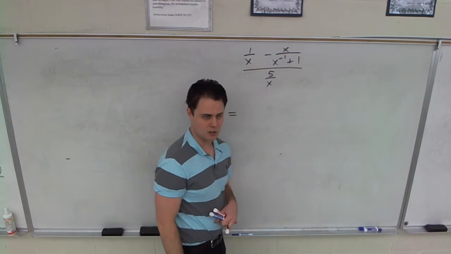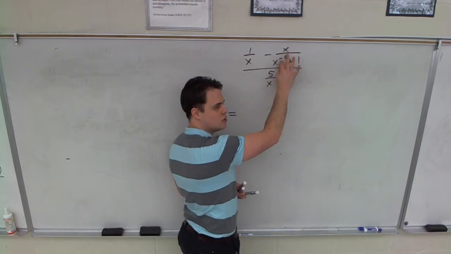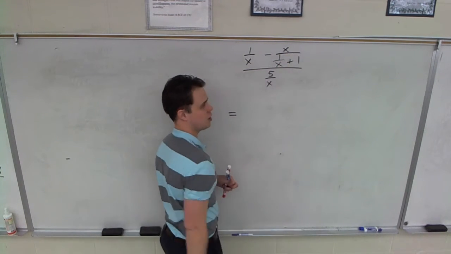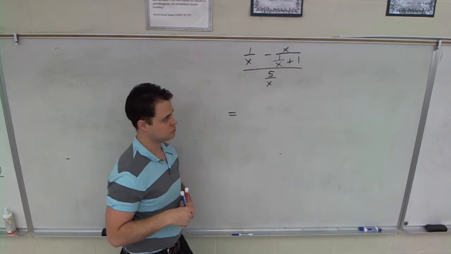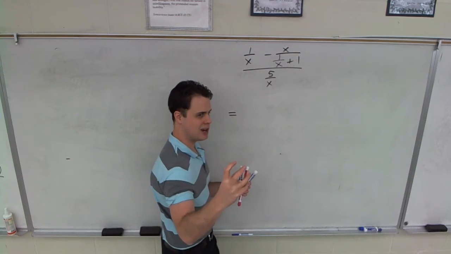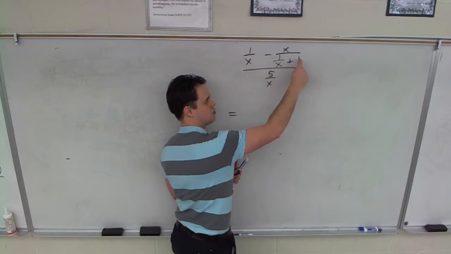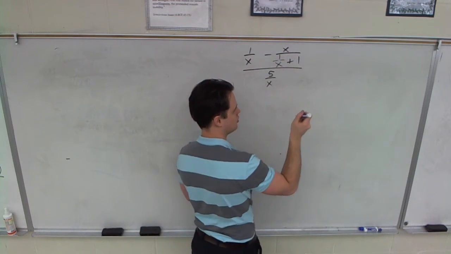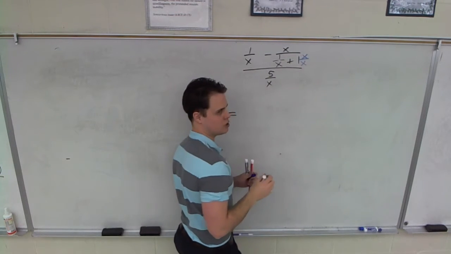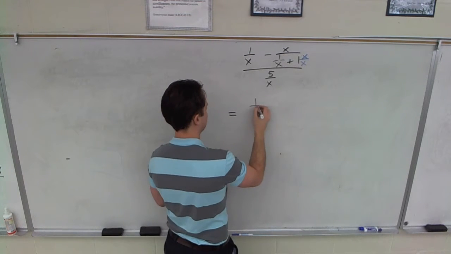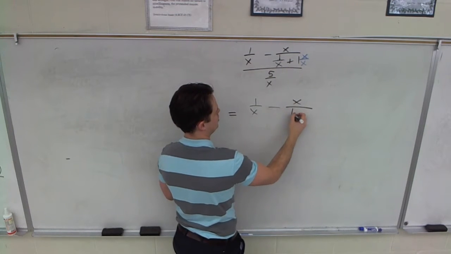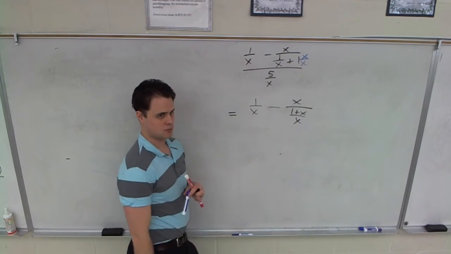What you should do immediately is go, anything with a power that's a negative means reciprocal. So write it as a reciprocal. And then you can just start common denominatoring stuff. Inside first. Right here. What's this need? Put these together. This needs an x down here. So we've got 1 over x minus x over 1 plus x over x. Okay?